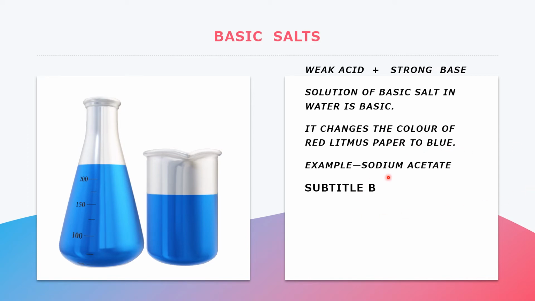Example, sodium acetate. Identify the acid and base in this salt. In sodium acetate, the base is sodium hydroxide. That is a strong base. And the acid is acetic acid, the weak acid. And the salt formed is sodium acetate, CH3COONa.